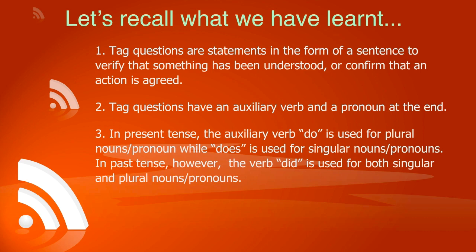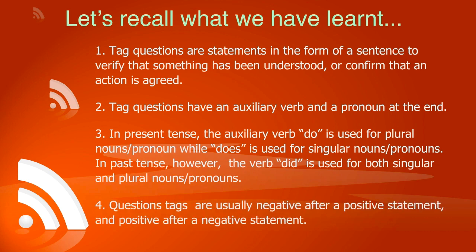In the present tense, the auxiliary verb do is used for plural nouns and pronouns, while does is used for singular nouns and pronouns. In past tense, however, the verb did is used for both singular and plural nouns and pronouns. Question tags are usually negative after a positive statement and positive after a negative statement.